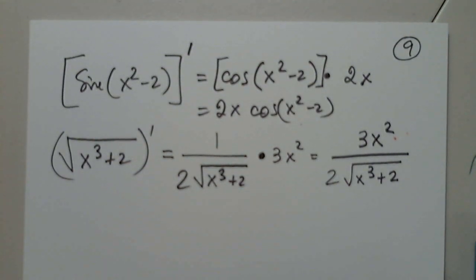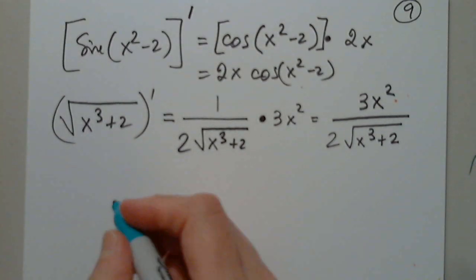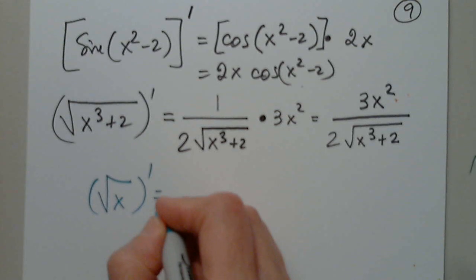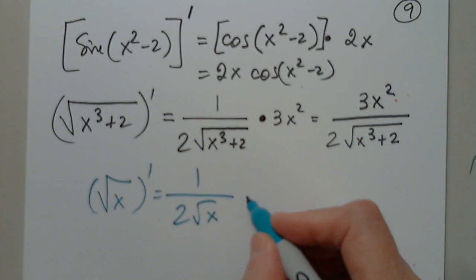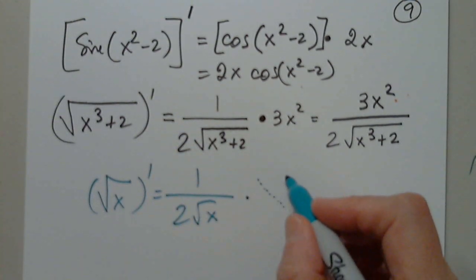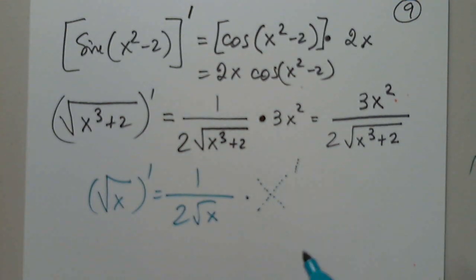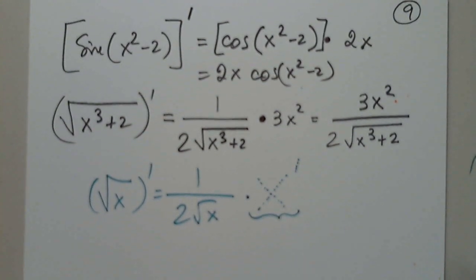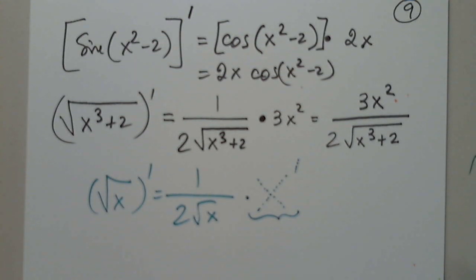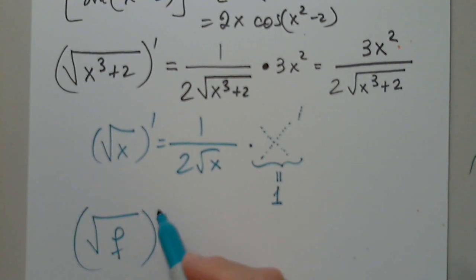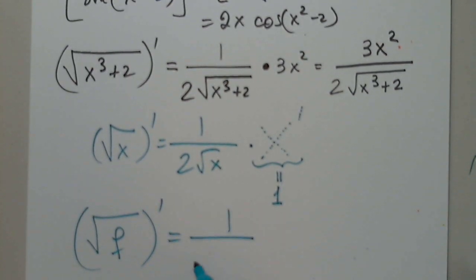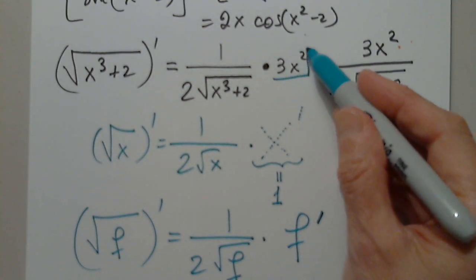So let me write here for a moment. We know that the square root of x prime is 1 over 2 the square root of x. And to be exact, I should have said times the inner function prime. But why didn't I say times the inner function prime for plain x? Because it's just 1. Exactly. Perfect. But now if I have a function, then it's a different story. It's 1 over 2 the square root of the function, but times the function prime. Exactly what we wrote here.